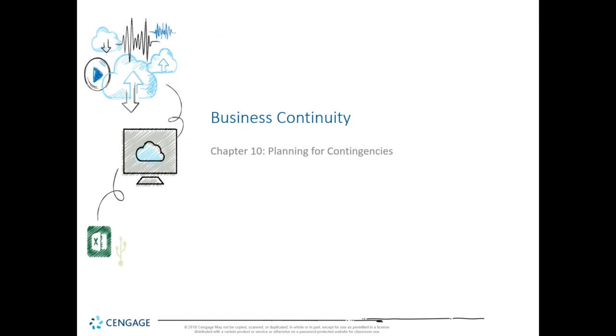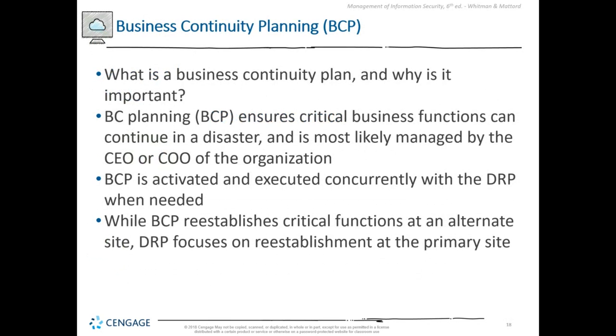Okay, business continuity. What is a business continuity plan and why is it important? A business continuity plan ensures that the critical business functions can continue if a disaster occurs. So it's essential for an organization's survival in the event of a disaster. A business continuity plan is usually managed by the organization's CEO or COO. This plan is activated and executed at the same time as a disaster recovery plan. Once again, the disaster is major or long-term, and so will require a complex restoration of information or IT services.